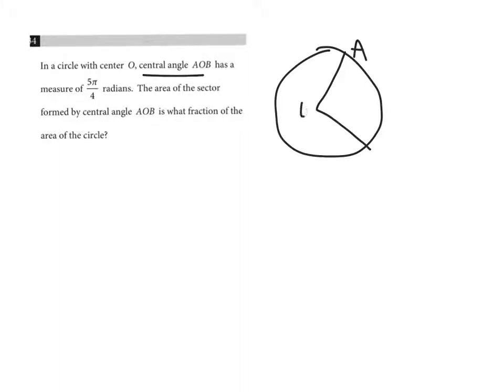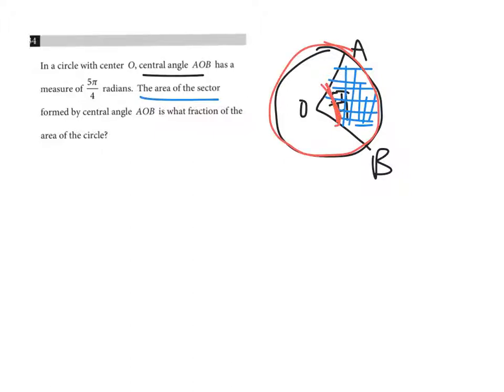Problem 34, in a circle with center O, the central angle AOB is 5 pi over 4 radians. The area of the sector, so this area of that blue shaded region, is what fraction of the area of the entire circle? So what I want to do is try to figure out this central angle, because then I can set up a proportion to figure out that fraction.